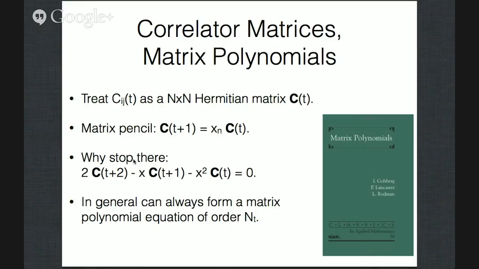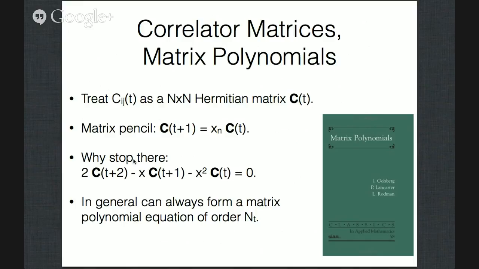So from the people who do the matrix pencil, I know this because I worked in this a lot, I don't know why people stop here and not consider this more general problem. But one of the things that I was always a little bit confused about is I can write it, once I use this type of relation, I guess I can make it into a general shift. It's like C of T plus M is x to the M times C of T. So you can write down all sorts of polynomials. What's a good polynomial to form?